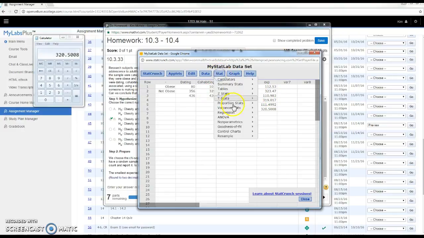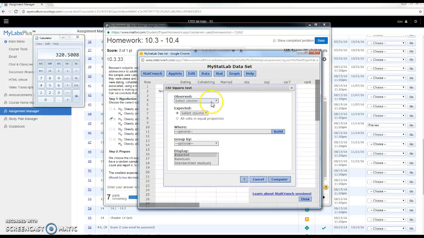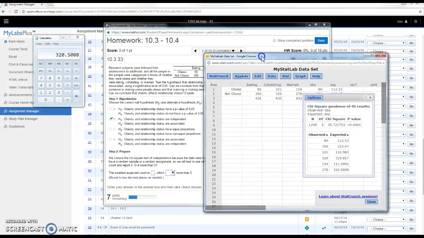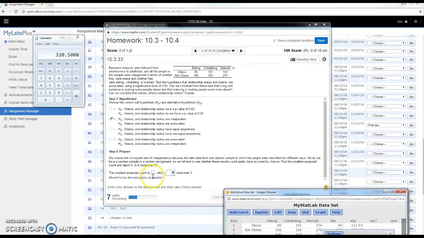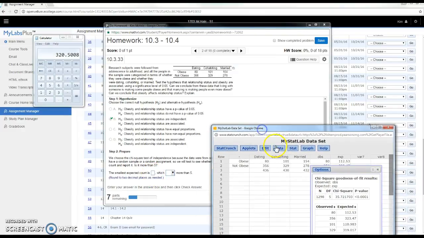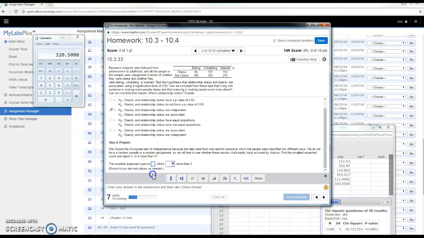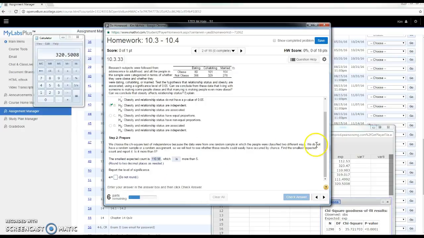Now that I've got that, I can go to Stat, Goodness of Fit, chi-square test. I've got my observed column, I've got my expected column, and I'm able to compute my chi-square test statistic as 35.722. Oh, that's not what they ask. They ask what the smallest expected count is. It looks like 110.983, or 110.98 rounded to 2 decimal points, which is definitely more than 5. My level of significance is 0.05. They tell me that in the problem.